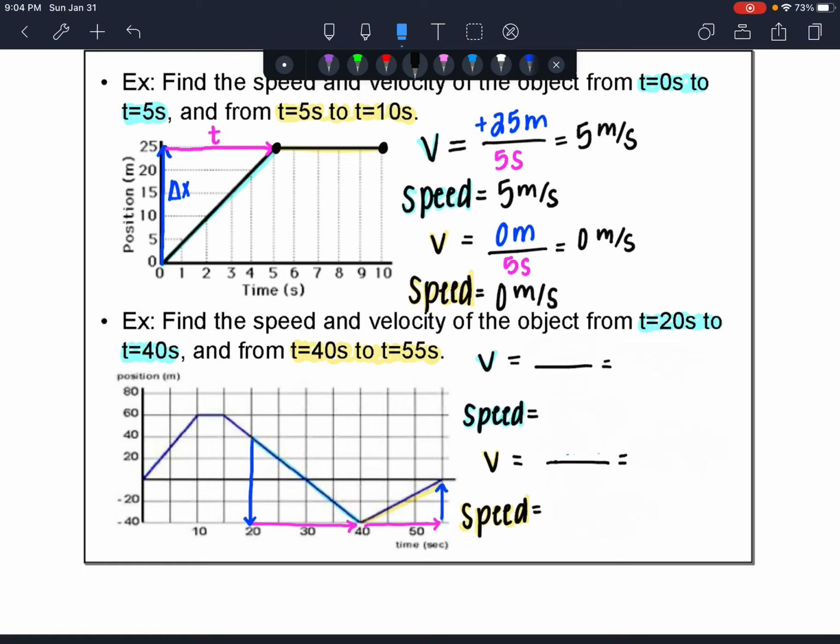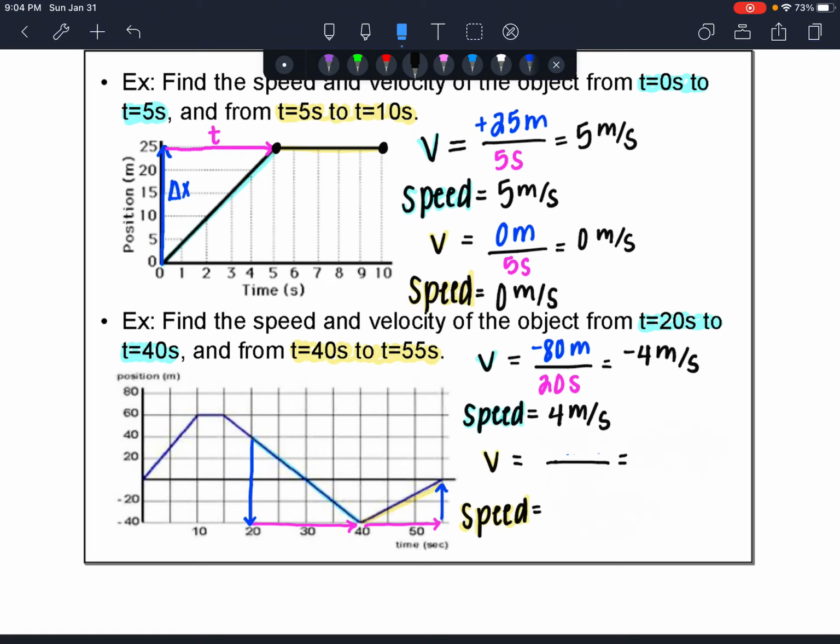So from 20 seconds to 40 seconds, my rise is negative 80 meters, and my run is 20 seconds. So my average velocity is negative 4 meters per second. Now my speed is going to end up having the same magnitude since there was no backtracking that occurred. It's just going to be absent of direction. So my speed during this interval is 4 meters per second.